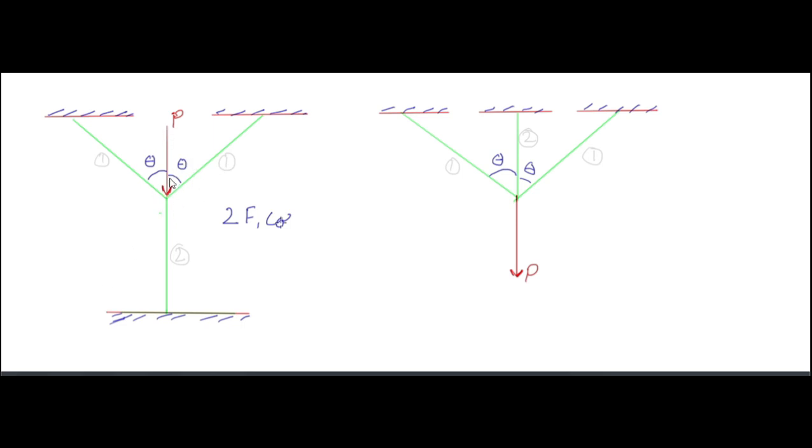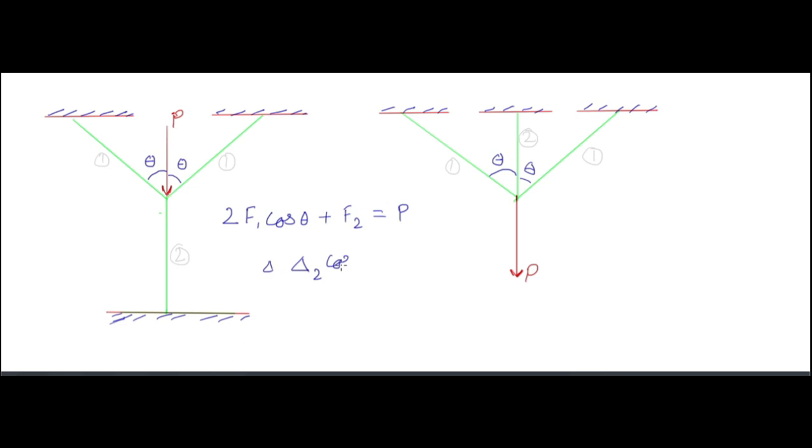In here also P is acting at the intersection of these 3 wires, and theta is the inclination of these wires with the vertical. Theta is here, and both are equally inclined to the vertical. You can see that. The equally inclined ones are 1 and the vertical one is 2.